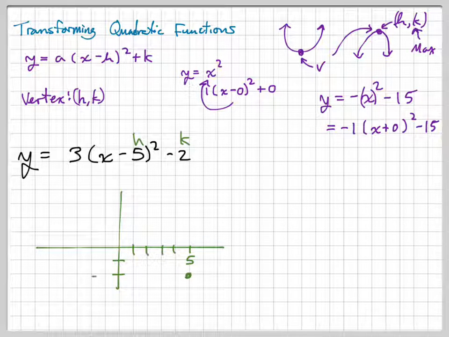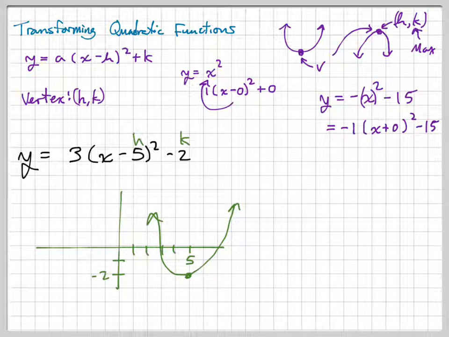That's my vertex. And the next question is, which way is my parabola facing? Is it facing up? Oops, I missed it. Or is it facing down? In this case, because the 3 is positive, we're going to go up. So we would go up like this, and then that's it. That's a general way to look at how you do this.